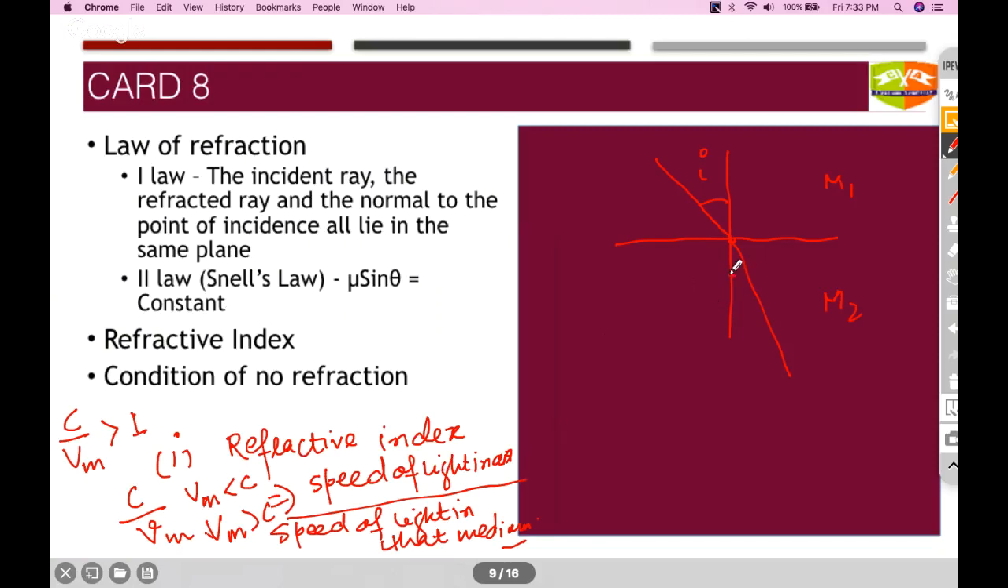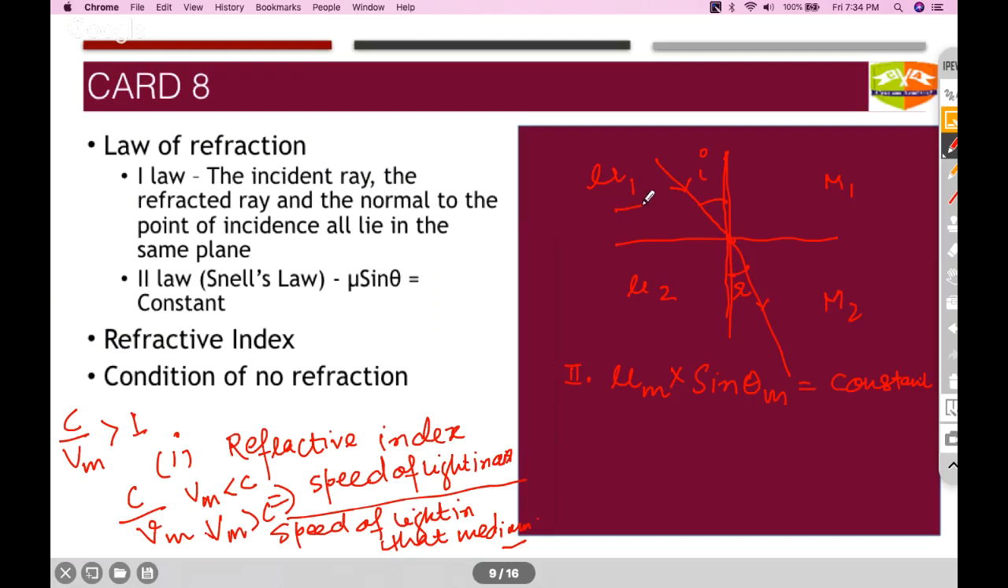Now let me go to this particular place. Suppose refractive index is mu1 here and mu2 here. The first law tells me that this incident ray, refracted ray, and the normal to the point of incidence will all be in the same plane. So this is similar to reflection. The second one is known as Snell's law, and it is very important. I never explain Snell's law as mu1 sine theta 1 and all these things. Always remember the refractive index of the medium. So I'm writing mu m multiplied by the sine value of the angle in the same medium. So mu m sine theta m will always remain constant.